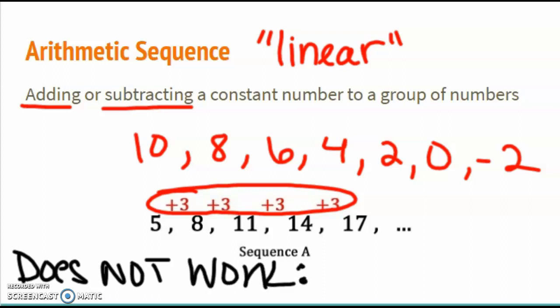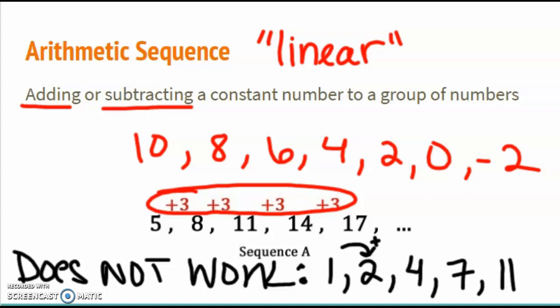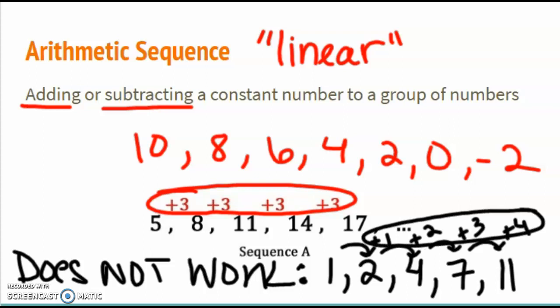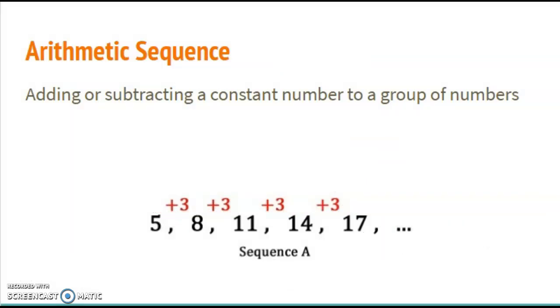would be going from 1 to 2 to 4 to 7 to 11. Notice we are adding 1, then adding 2, then adding 3, then adding 4. It has to be a constant number. Okay, it can't be different. So this does not work. Take a minute and write this down. Write down an example.